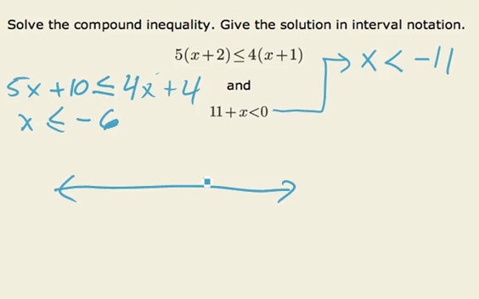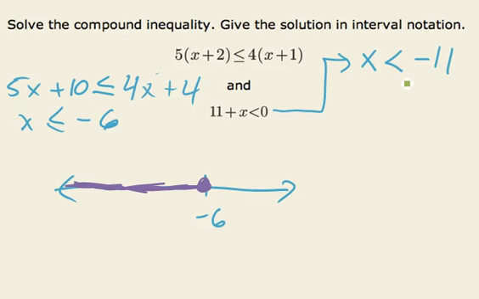Here is negative 6. X less than or equal to that. All this stuff over there. And less than or equal to, so we get to include 6, so I'll use a closed dot.